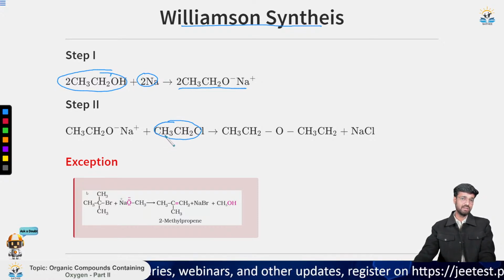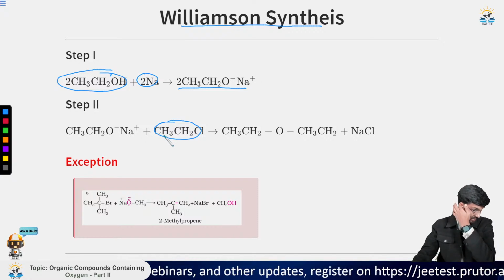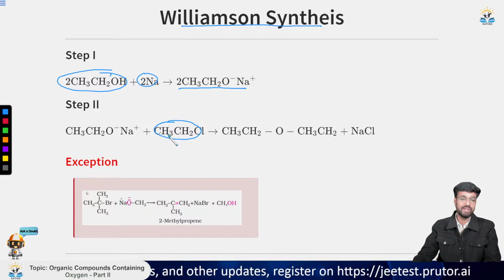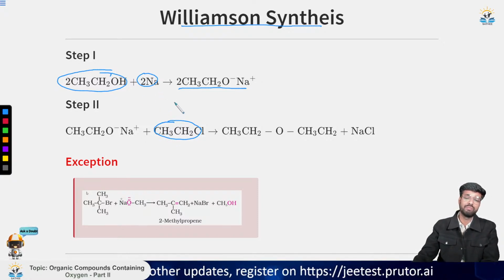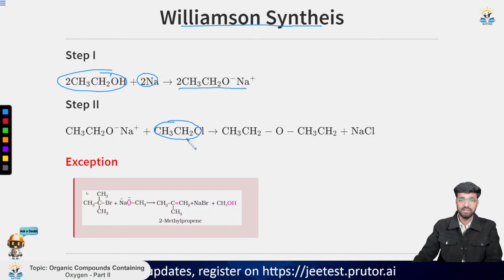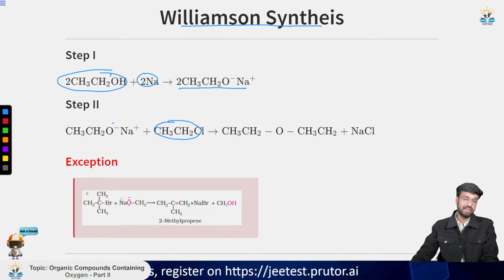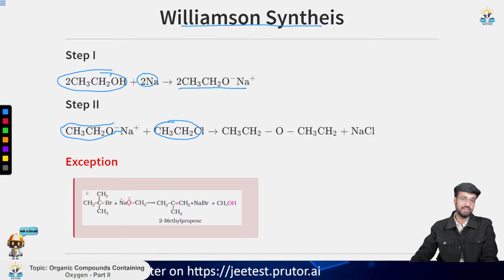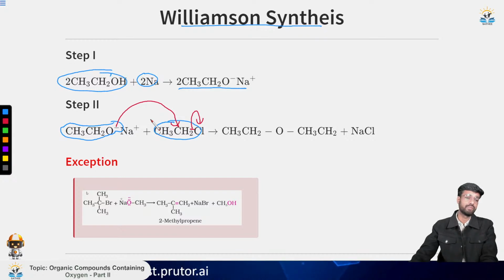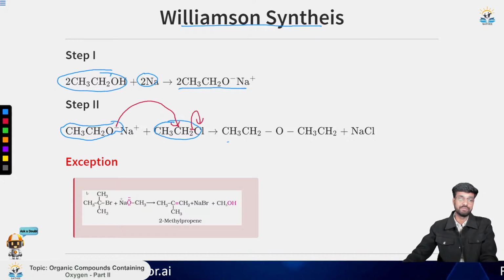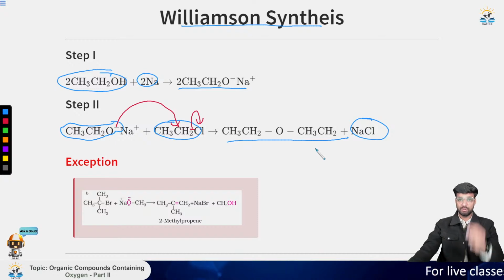So what are we taking? We are taking an alcohol here, and then we are reacting it with an alkyl halide in the presence of metal. And this O minus will act as a nucleophile. So it will attack here, this CH3CH2, and this Cl will leave, so as to get our ether plus NaCl. So this is overall Williamson synthesis.